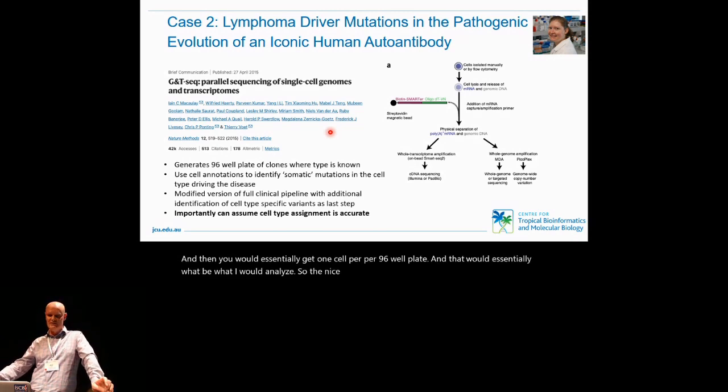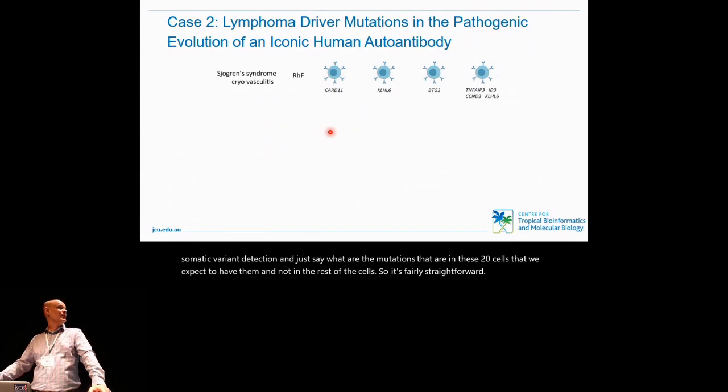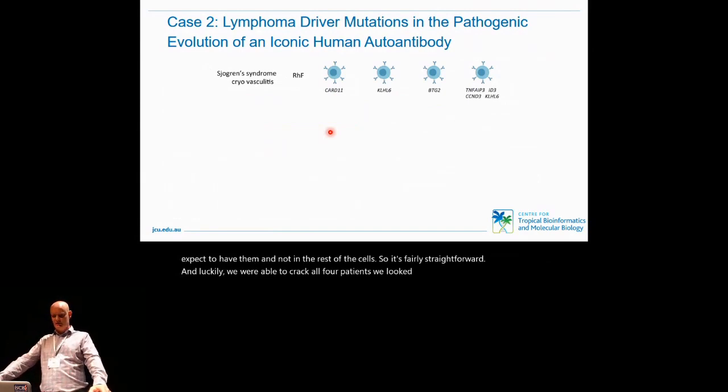So the nice thing about this technology is the experts in the lab knew exactly what the cells were and what the lineages were. So then you could go through, and for me, it was quite easy because all I had to do was expand the somatic variant detection and just say, what are the mutations that are in these 20 cells that we expect to have them and not in the rest of the cells? So it's fairly straightforward. And luckily, we were able to crack all 4 patients we looked at. Everyone had at least one driver and one had 4 drivers. That were known mutations in lymphoma, which was great.